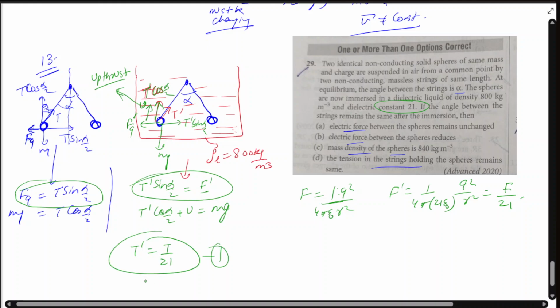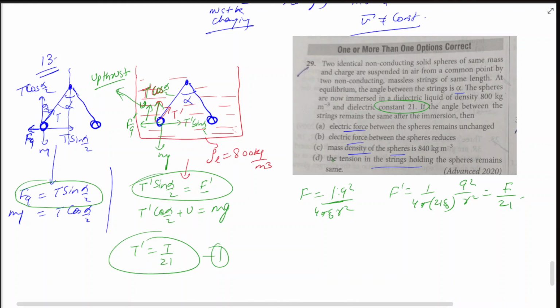So this is our first. We find the tension is reduced. Tension in the string holding the sphere remains the same: this is wrong. Electric force between the spheres remains unchanged: no, it reduces. This is wrong. So B is correct. Perfect.